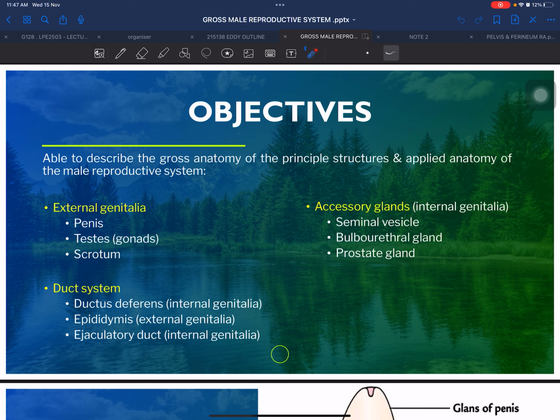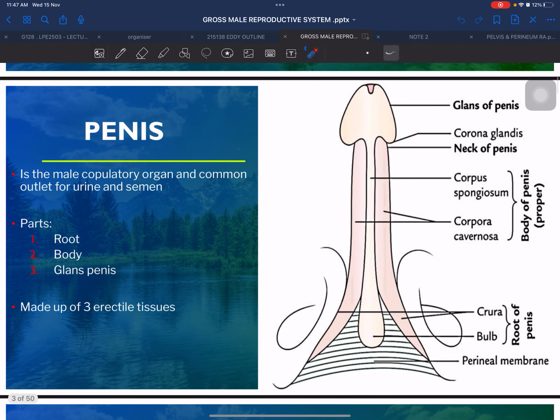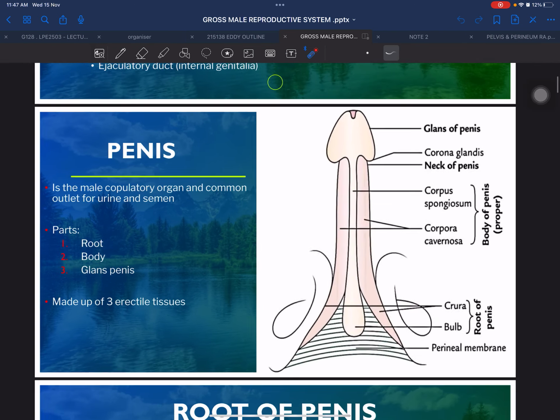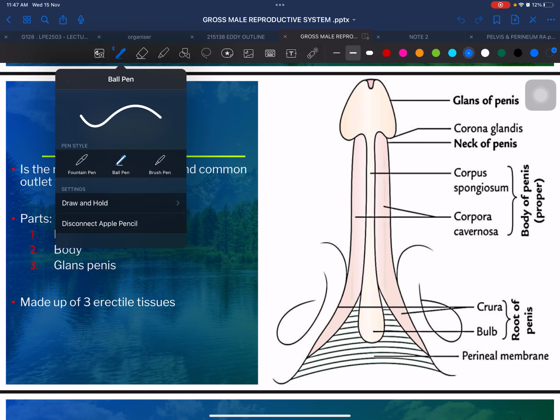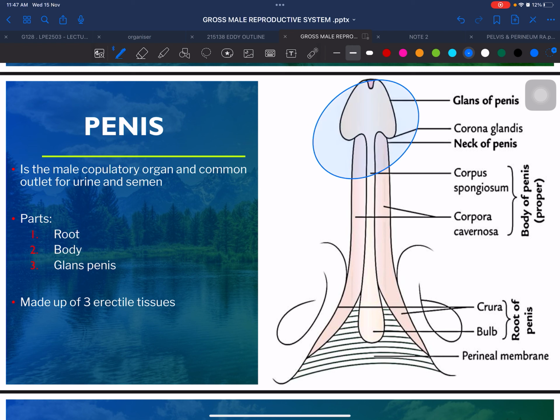Okay. So we start with the penis first. Okay, it's the male copulatory organ and common outlet for urine, okay, and semen as well. It has a root, okay, the body, and also the glans of the penis. Okay, and it is made up of 3 erectile tissues, which are 2 corpora cavernosa and 1 corpus spongiosum. Okay, so you know the root, the crura, and also the bulb. Okay, so the body is all the muscles, and this is the glans of the penis.